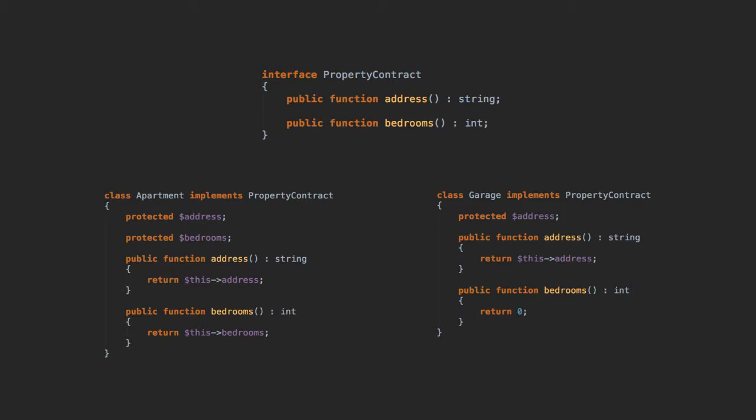For the Apartment class, both of the methods are suitable, as an apartment usually has an address and a number of bedrooms. However, for the Garage class, the bedrooms method is completely redundant because it is a different type of property. But because it implements the main interface, it is forced to provide an implementation of this method. Let's have a look at a more in-depth example in the editor.